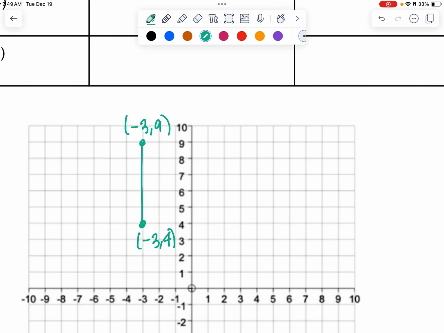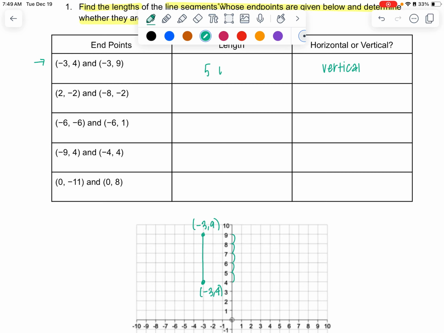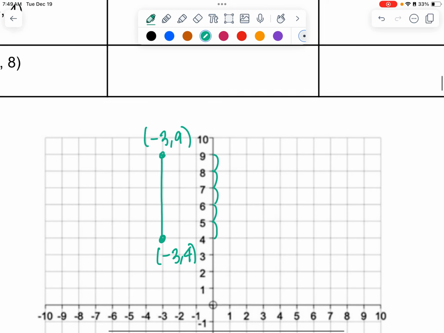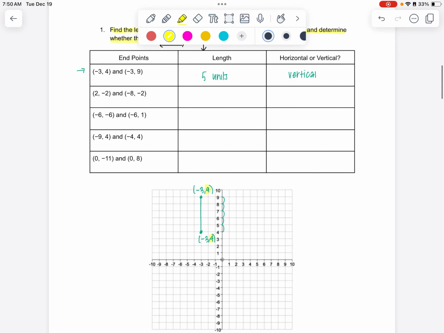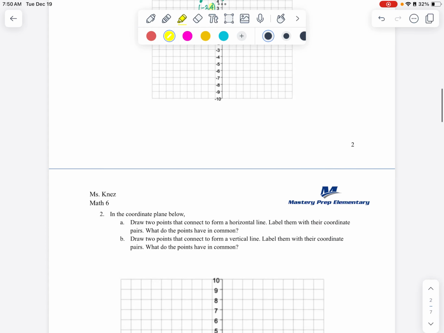Now, I need to know how long this line is, and I can use one of 2 strategies. I could count 1, 2, 3, 4, 5, the number of spaces between the 2 points, and know that the length is 5 units. I could also have subtracted 9, my first y-coordinate, minus 4, my other y-coordinate, to see that the distance between the 2 points is 5. These are the exact same steps that you'll repeat for every set of coordinate pairs in the table on question 1.